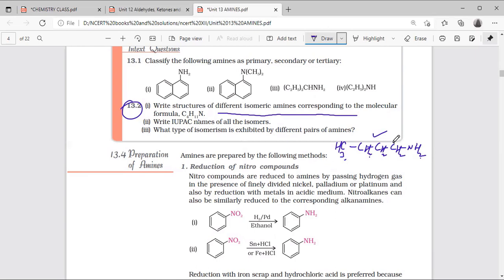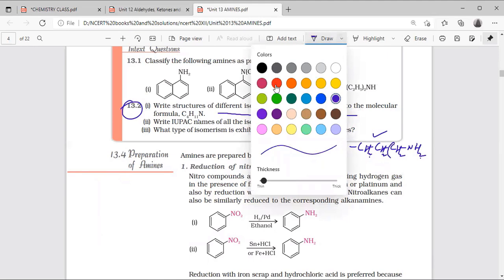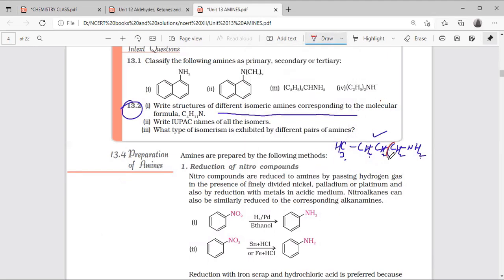Next we can write this CH2 group on the other side. This CH2 group, I can keep it on this nitrogen also. Then what will happen here? CH3, CH2, CH2 only 3, then nitrogen with 1 hydrogen only. The remaining CH3 I am writing, and the CH2 I am writing outside. So it was primary, now it is secondary.